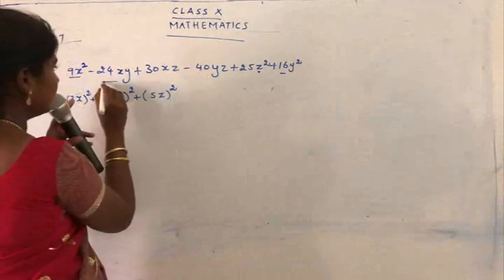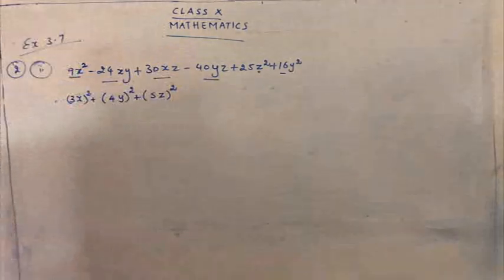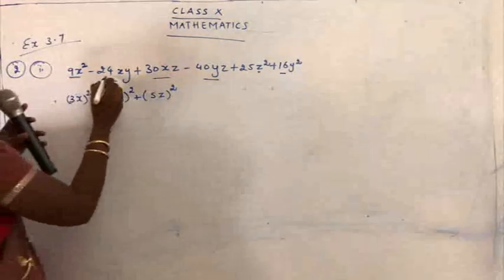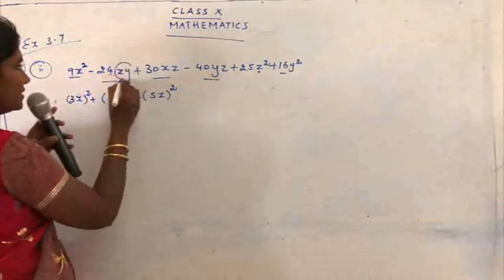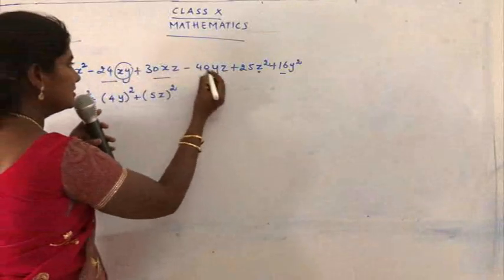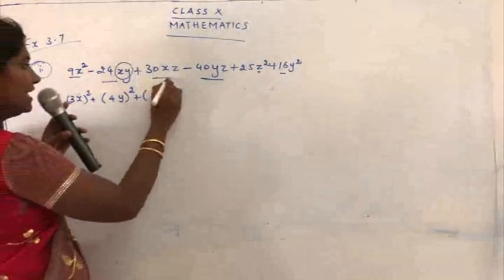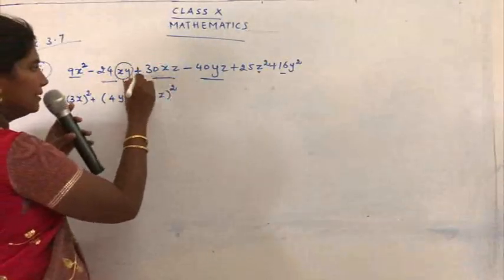Now we'll take the xy term. First xy, then yz, then xz. See these terms carefully, children. When I take the xy term, we have the sign minus. When we take the yz term, we have the main sign as minus, and when we take the xz term, we have the sign plus.